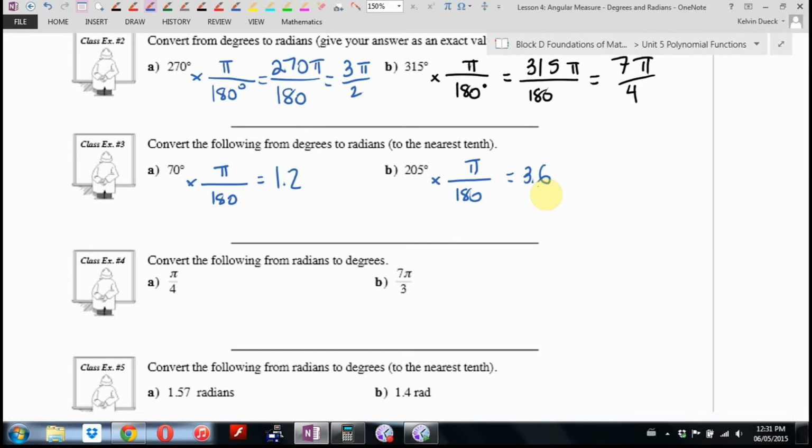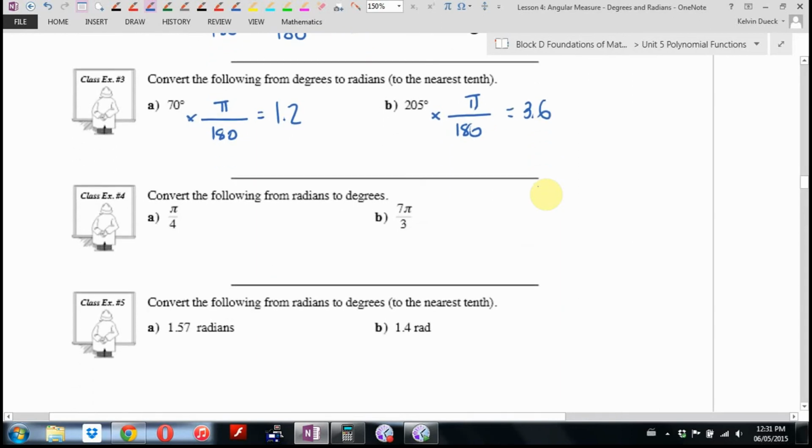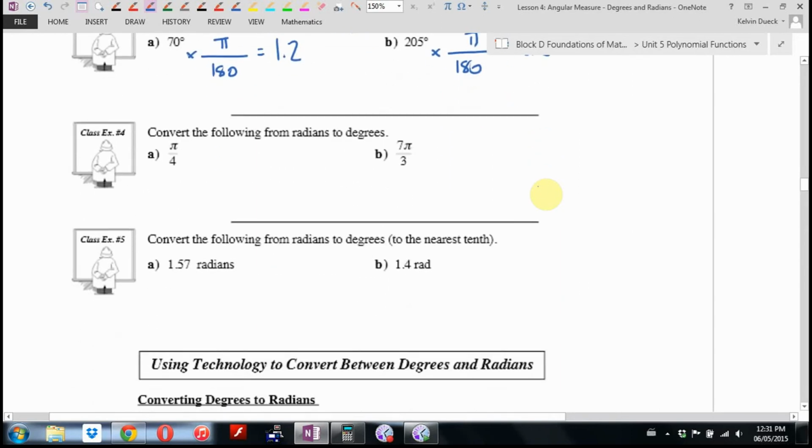So on your test, I will definitely say convert from degrees to radians. Sometimes I'll say leave it as an exact value. Sometimes I'll say give it to me as a decimal. If I ask you to go from degrees to radians, I'm also going to ask you to go from radians to degrees. Example 4, from radians to what?